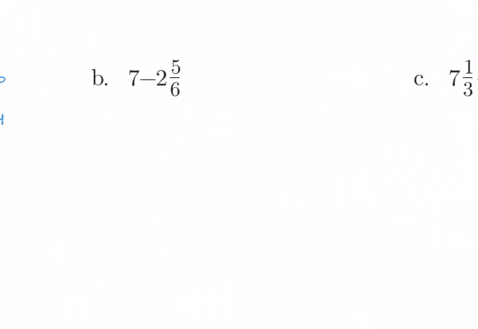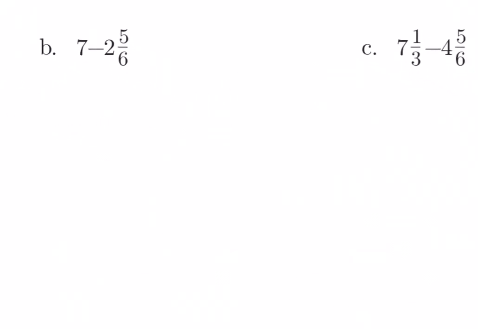All right, let's come over to example B. Let's start with our estimate. 7, there is no fraction that we have to work with, so we're just going to leave it as a 7. 5/6 is bigger than 1/2, so we are going to round up to 3 and drop our fraction. And if we subtract 7 minus 3, we get 4.